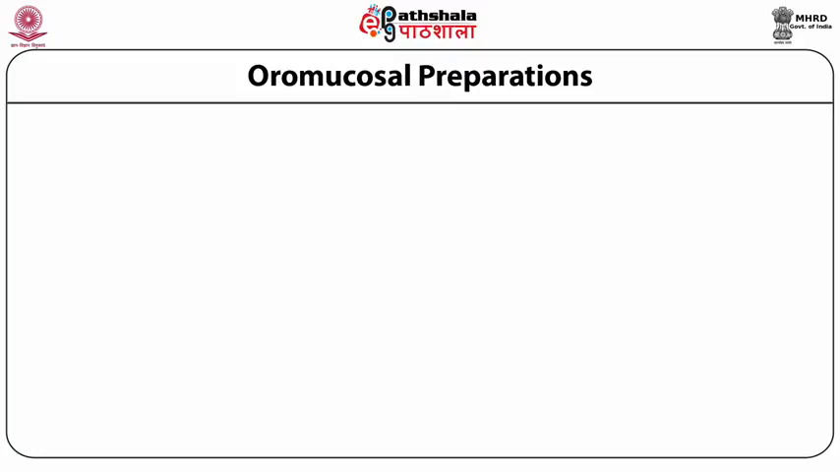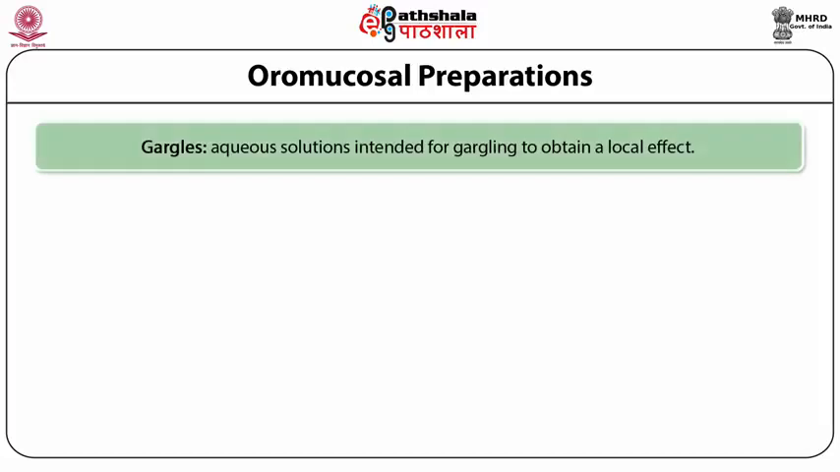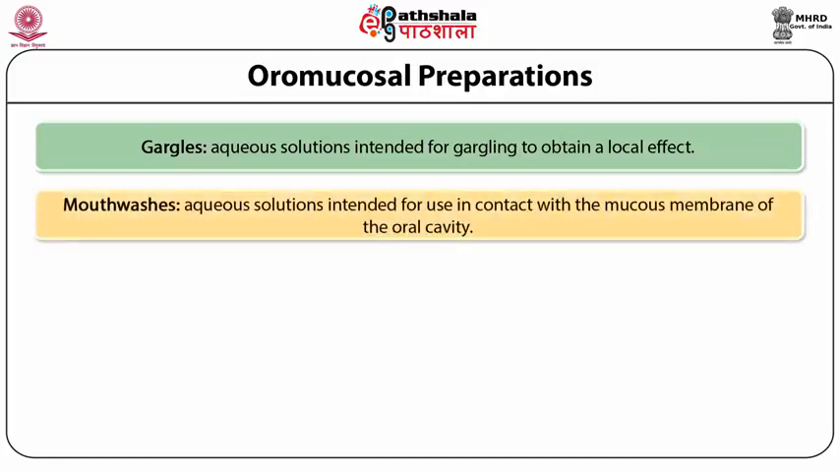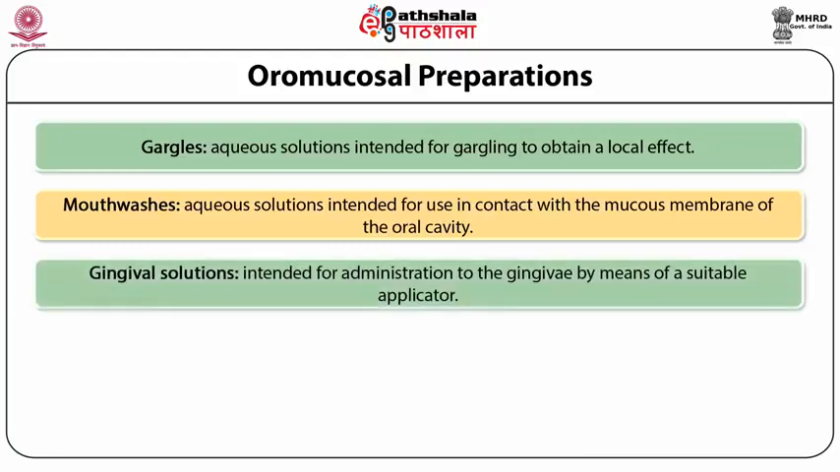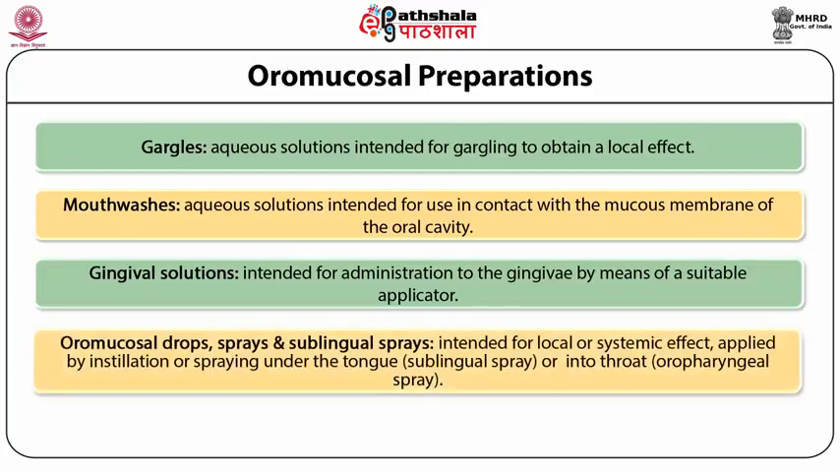Generally, these preparations include one of the following. The first one is gargles. These are aqueous solutions intended for gargling to obtain a local effect. They are not to be swallowed. The second category is mouthwashes. These are also aqueous solutions intended for use in contact with the mucous membrane of the oral cavity. Gingival solutions are intended for administration to the gingivae by means of a suitable applicator. And the last category under these preparations is oromucosal drops, sprays and sublingual sprays.